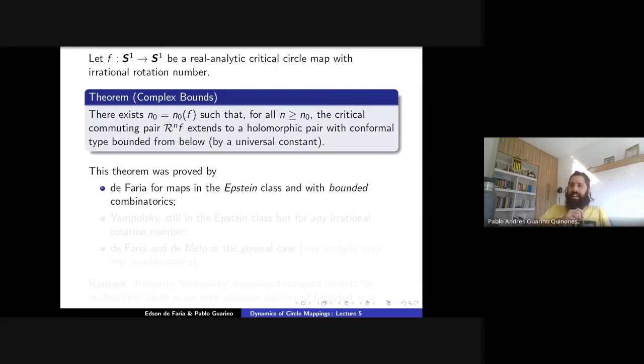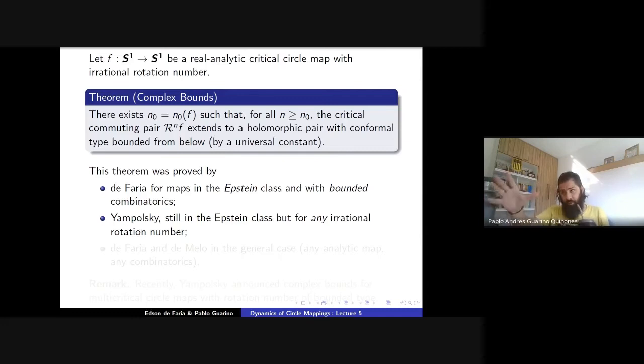And then another condition that he needed to require was a bounded type rotation number. So the irrational rotation numbers were of bounded type. This condition was later removed by Misha Lyubich's colleague Michael Yampolsky. He was still working in the Epstein class, but he was able to consider also unbounded rotation numbers. This was, as far as I understand, also part of his PhD thesis. These two works are from the 90s, and they were, for circle maps, the first complex bound statements available.